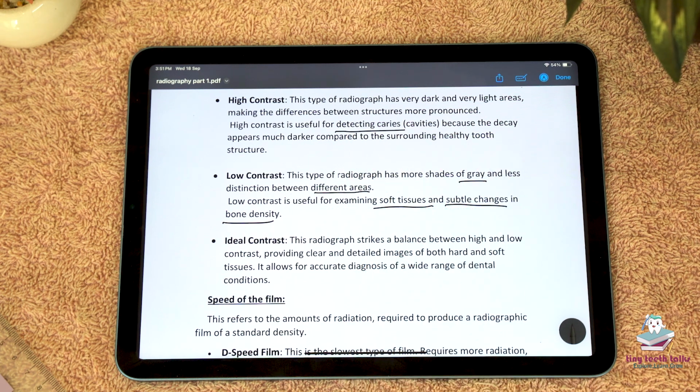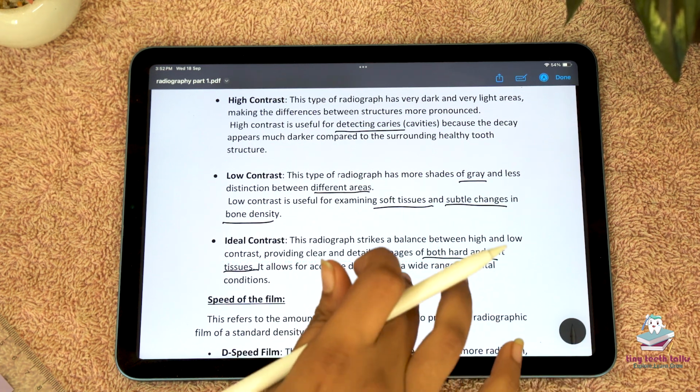Low contrast is used for the soft tissue, and ideal contrast is the balance between the high and low contrast, providing a clear and detailed image of both hard and soft tissue. It allows for accurate diagnosis of a wide range of dental conditions.